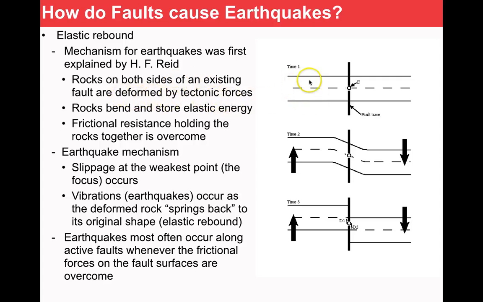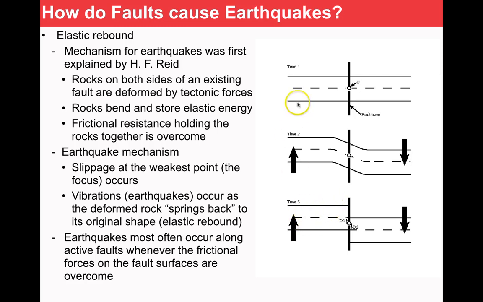So here we have rocks here, and here's an old fault trace, right? What's happening is rocks on this side want to go up, and these rocks want to go down. Right now they're kind of happy, but over time, that rock starts to bend up, and bend down here. It's basically storing up elastic energy, almost like energy inside of a spring. Then over time, it builds up, and then finally it ruptures.